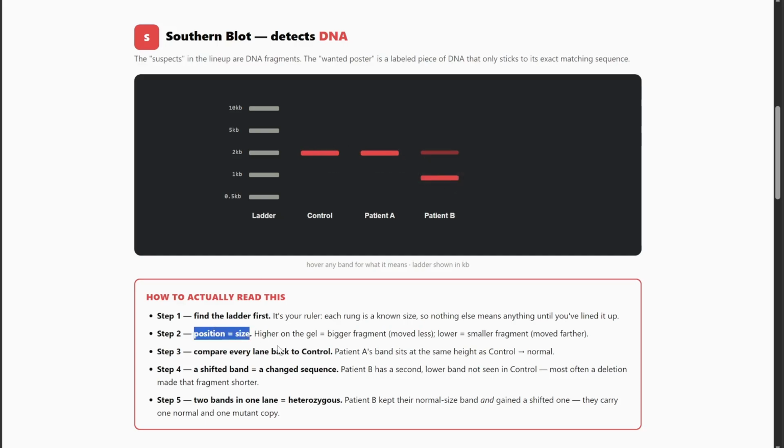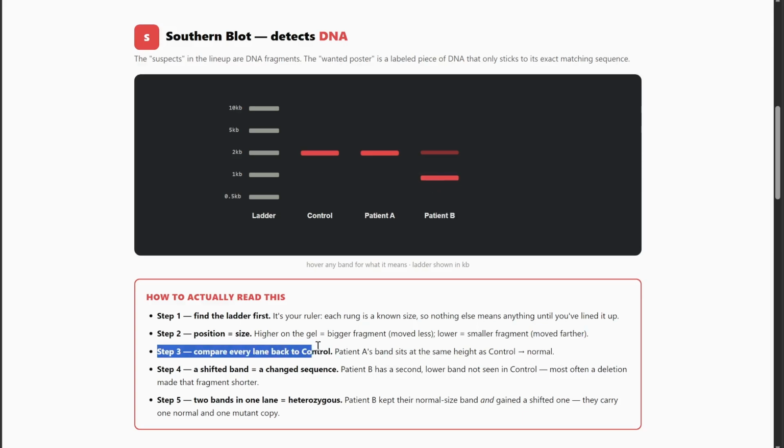Position is equal to size. If you're higher on the gel, it means you're a bigger fragment, so you moved less. If you're higher up, your size is larger, so you moved less. But smaller particles can move further down the gel, which is why we see them more at the bottom here. This one is smaller and closer to the bottom.